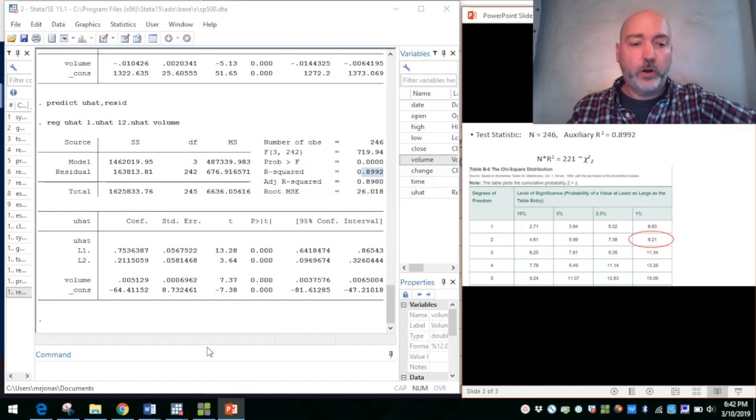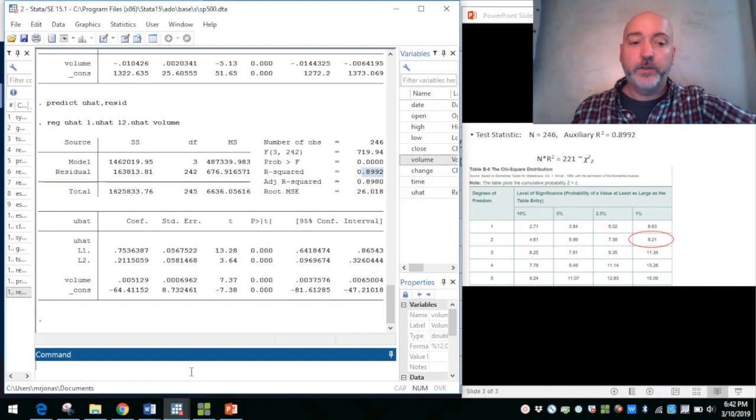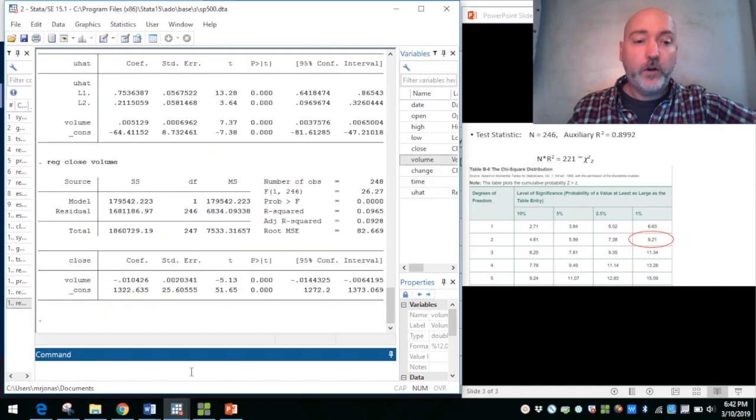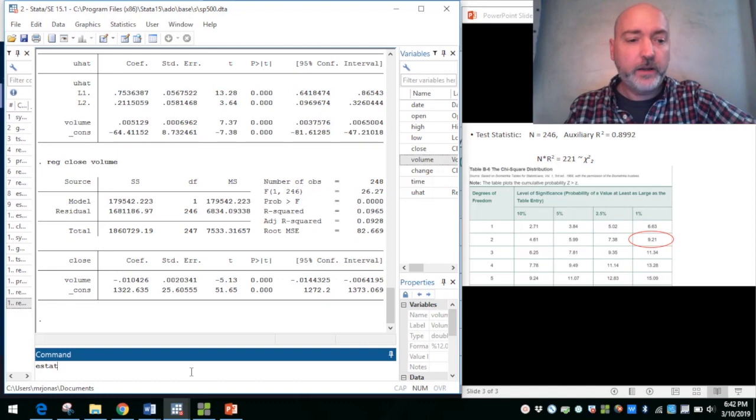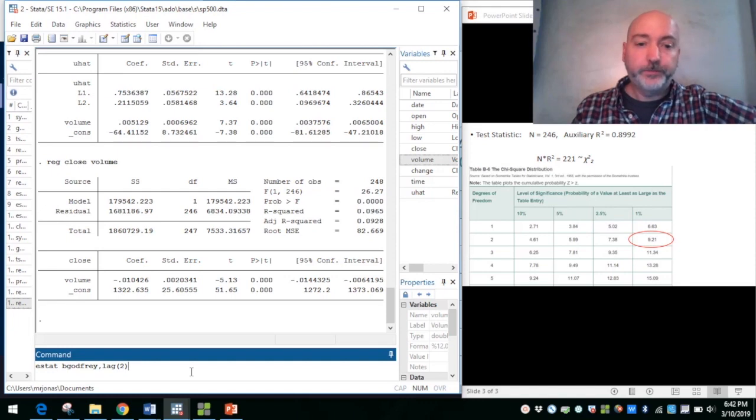Okay, so that's what our Breusch-Godfrey test does for us. Let's see how to do it without doing all that work in Stata. Let's go back and call up the original structural model again, the S&P close as a function of volume. Here's all we really need to know. The post-estimation command is estat bgodfrey. And then we have the option of including multiple lags like we did in our little example, so we would go lags(2). If we don't include that, the default is a 1 lag auxiliary equation.